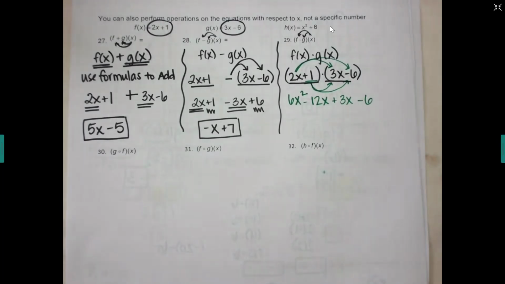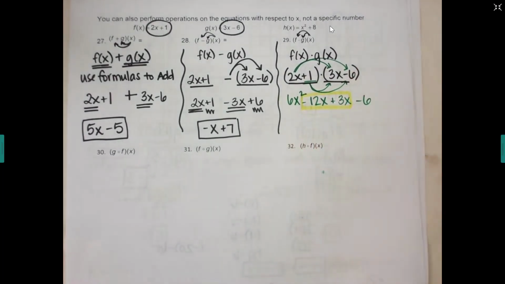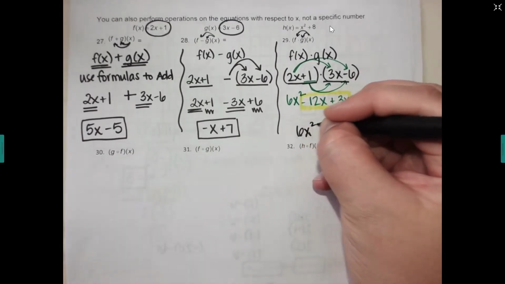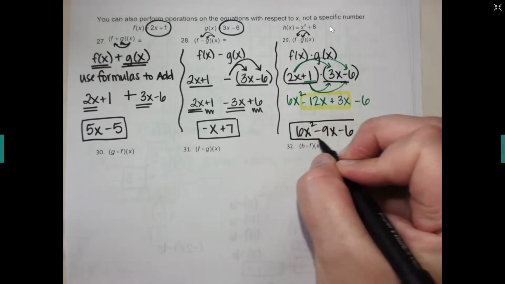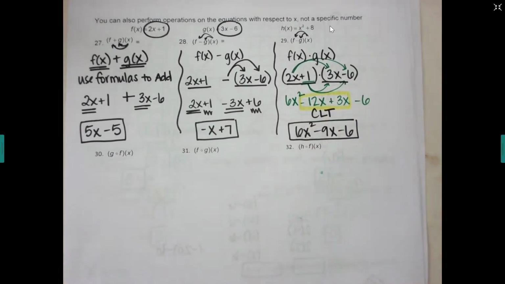So in your calculator, will you add negative 12 and positive 3? Negative 12 and positive 3, what does that add to? Negative 9x. Okay, and then I'm going to write underneath that CLT. That stands for combine like terms. But you multiply with the box method first, combine like terms second.